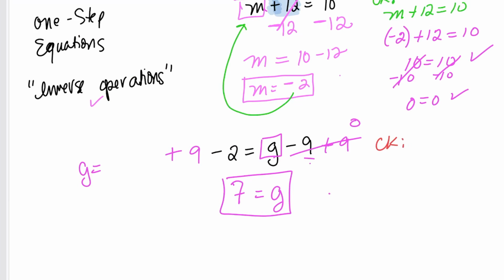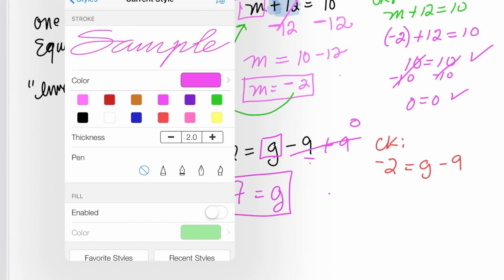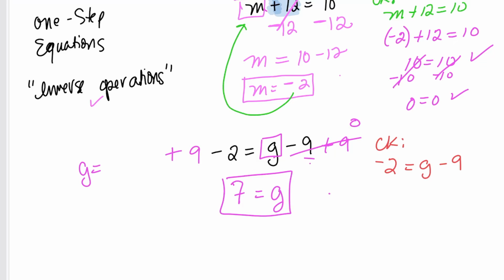So my check, I'm going to have negative 2 is equal to g minus 9. Now I'm going to substitute in 7 for g because we said g is equal to 7. So I'm going to say negative 2 is equal to, parentheses, 7 minus 9. We're not moving anything, so I'm going to bring the negative 2 down. Then 7 minus 9 gives me negative 2.